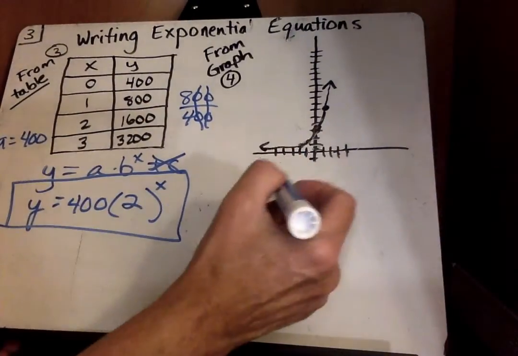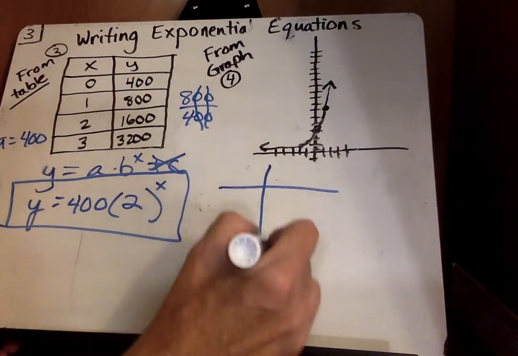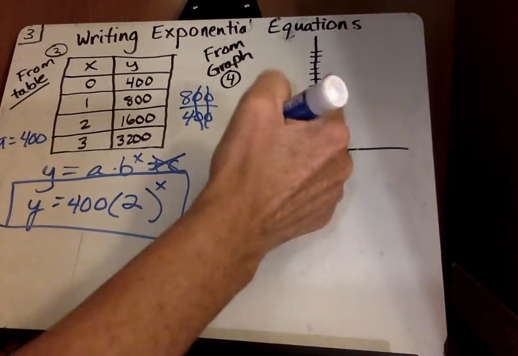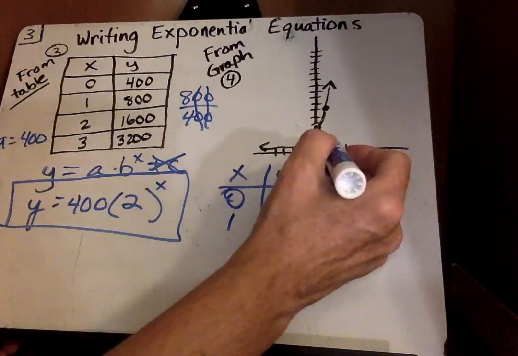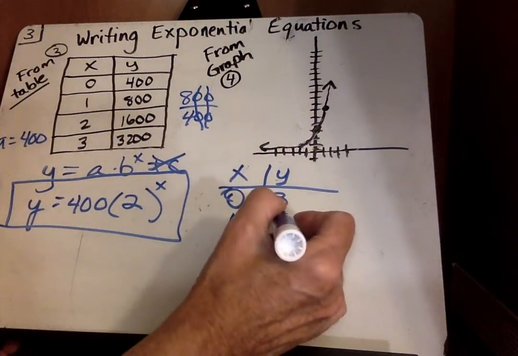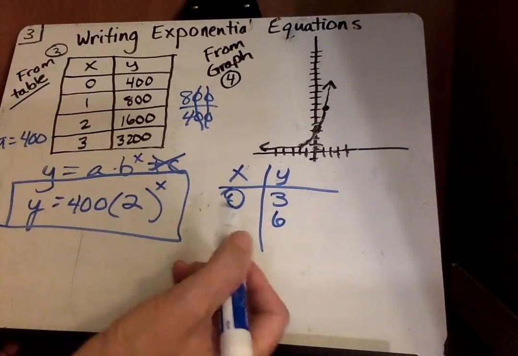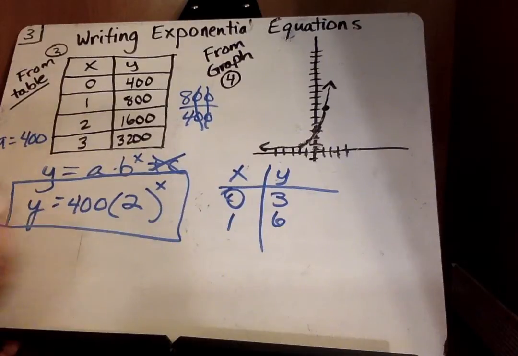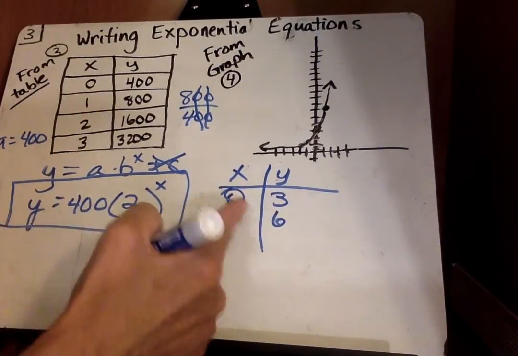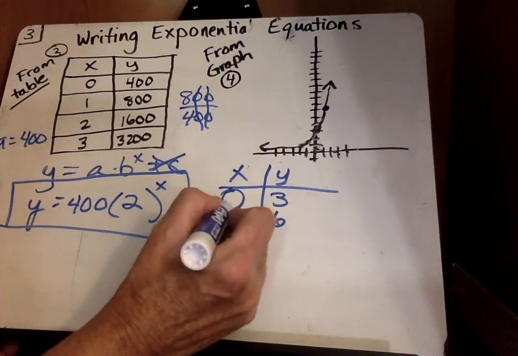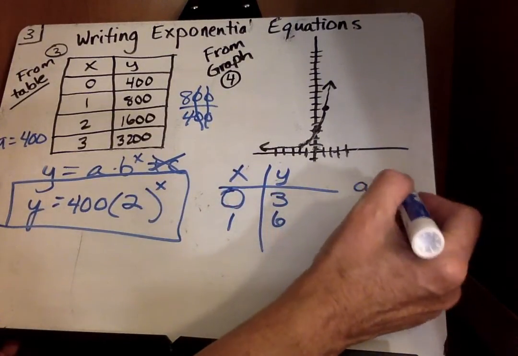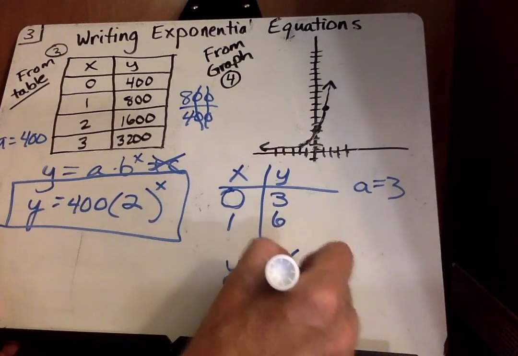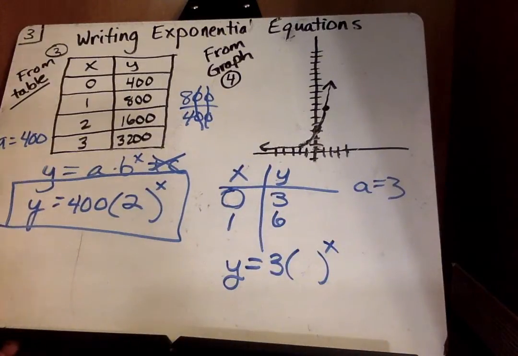I'm going to go ahead and make a table. 0, 3, 1, 6. I could do some more like -1, but really we only need 2 to figure it out. We know that it's exponential in its growth. So again, we figure out a is the y-intercept. So when x is 0, what is y? 3. So we know a is 3. So y equals a, 3 times whatever b is raised to the power of x.